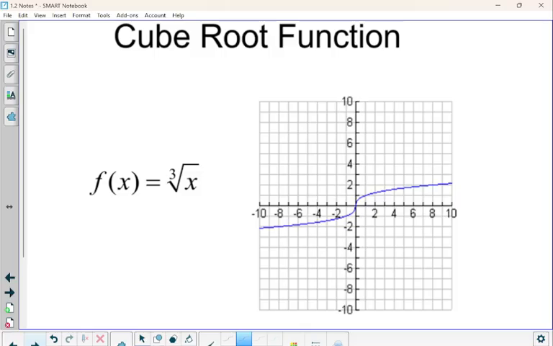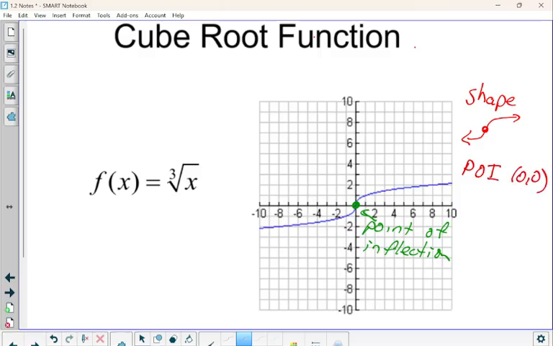Cube root function, so cube root of x. Again, what's important here? The shape. It's like a sideways cubic function with a really important point right there in the middle. Remember, this point in the middle has a special name. It's called a point of inflection. So when I'm going to grade this, I'll count it correct if you put the shape correctly and the point of inflection at the origin of 0, 0.